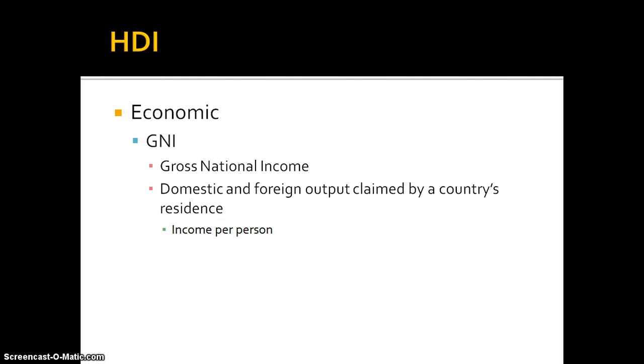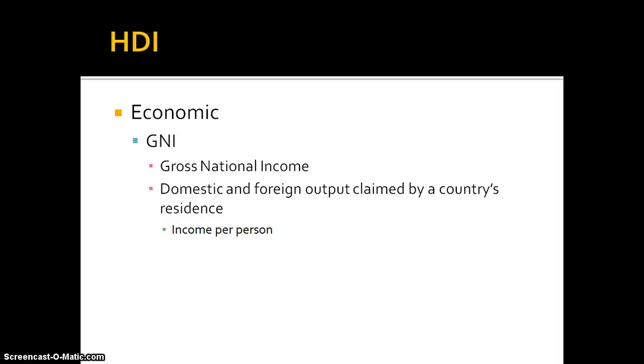Okay, so the first thing we're going to talk about is the economic indicator. And I apologize for putting it in reverse order, but that's just how it goes sometimes. So the first thing is what's called the gross national income. So if you're in economics class, you might have heard of GDP, gross domestic product. So what gross national income does, it gets a little bit closer to the idea of income per person. It's not exactly the same as income per person.